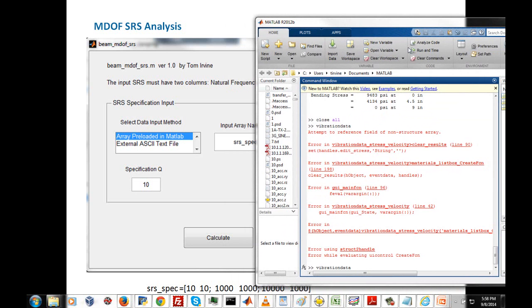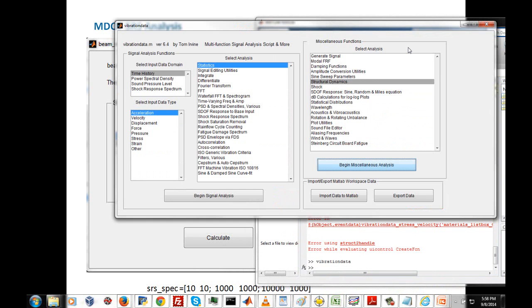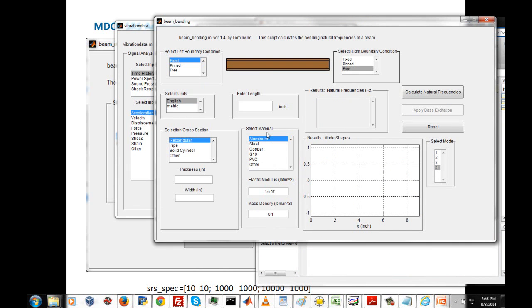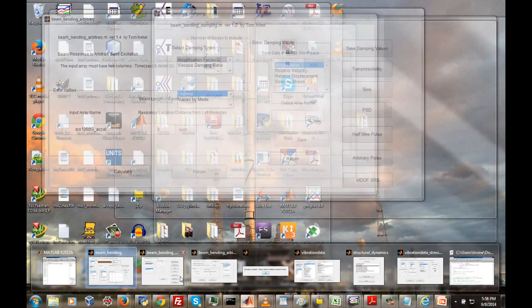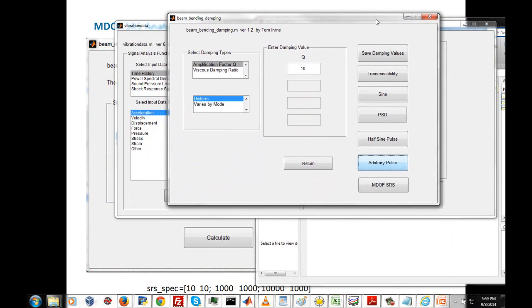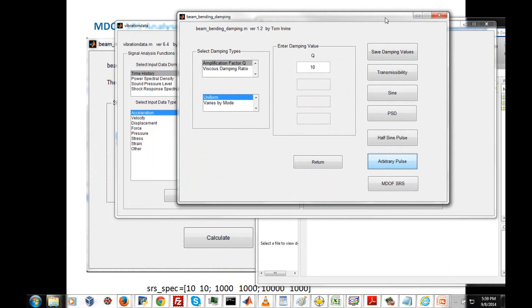So let me go to vibration data, and I need to go to structural dynamics, and let's go to beam bending. And actually, I'm doing some unnecessary backtracking. Let's go back to this window here, or this dialog here.